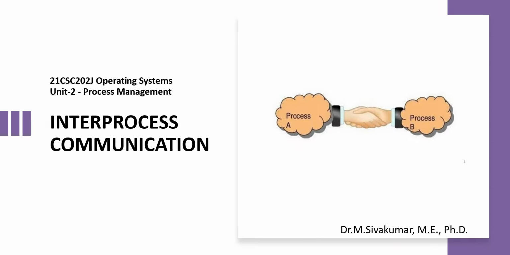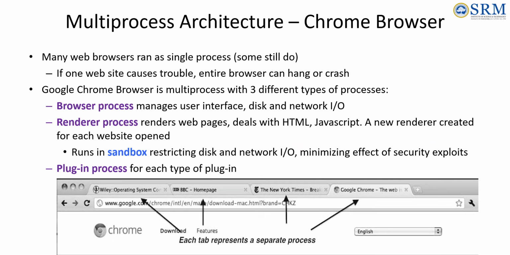Throughout this lecture, we will understand IPC with simple examples and diagrams. Let us begin. Before defining IPC in detail, let us look at a practical example. Consider the Google Chrome browser. Older web browsers were often designed using a single process model. In such a model, if one website creates a series of problems, the entire browser may hang or crash.